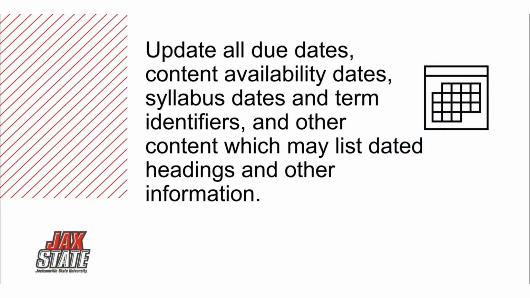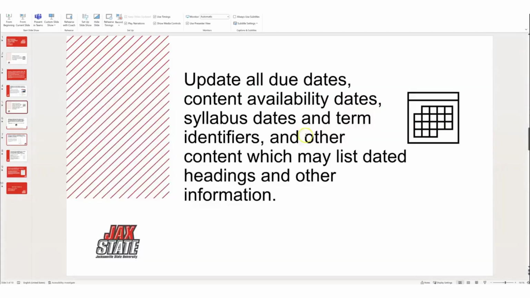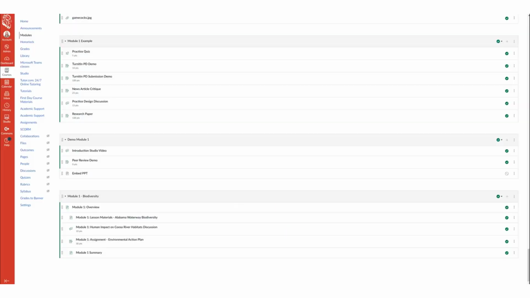Additionally, you're going to want to update all due dates, your content availability dates, your syllabus, and other term identifiers, and just make sure that your headers are up to date, because if your content availability date is from a previous term, then your students wouldn't see that if it is not published, because it would have to be within the parameters of the current course. So just showing you what I mean by that.